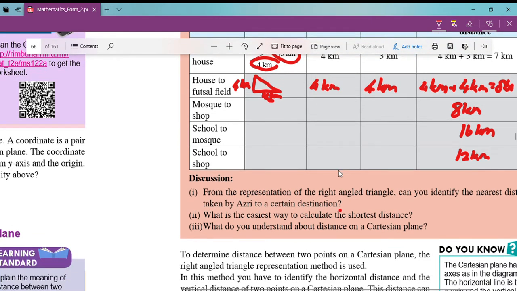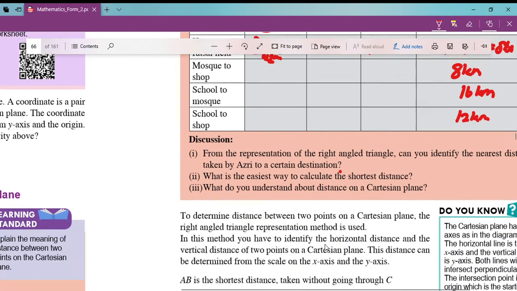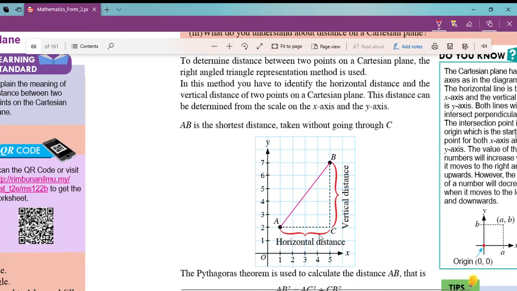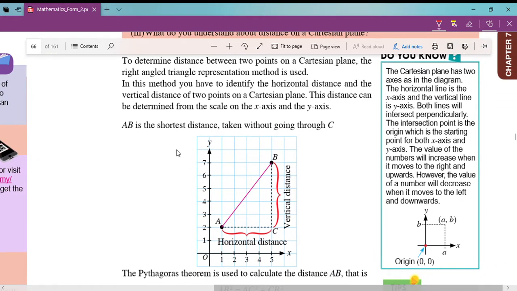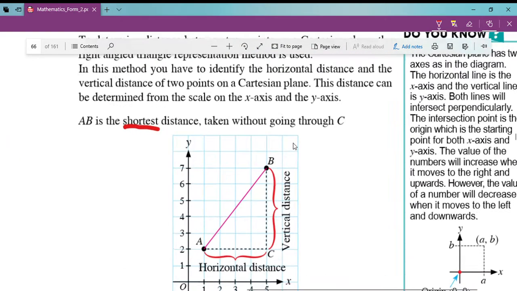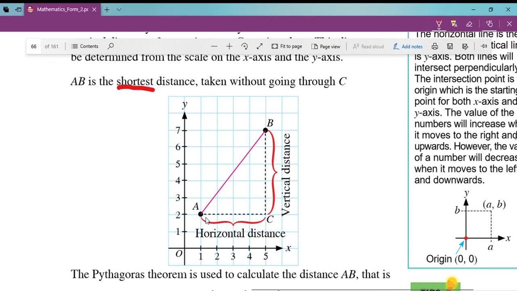Now you know what horizontal and vertical distance are. How about if the question asks for the shortest distance, from A to B? What is the way for you to find the shorter distance? Of course, if you move from A to C and then from C to B, the total distance is more than going straight from A to B.